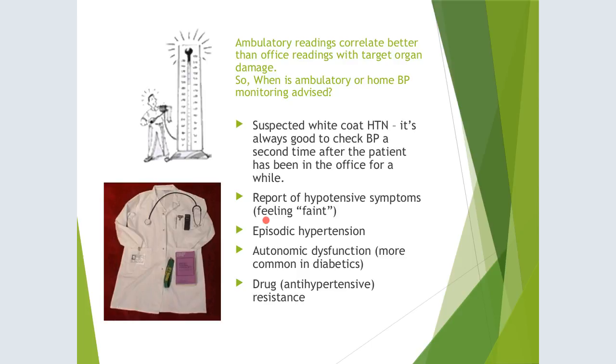Ambulatory readings correlate better than office readings with target organ damage. So when is ambulatory or home blood pressure monitoring advised? Anytime that you suspect the patient has white coat hypertension. The patient says, my blood pressure is never this high at home, it's always low at home. Keep a written log. Logs are simple to make. You can make them yourself, or you can download them off the internet. It doesn't matter, but you can print them out, give them to the patient, and have them bring them back to you. But they need to check their blood pressure.